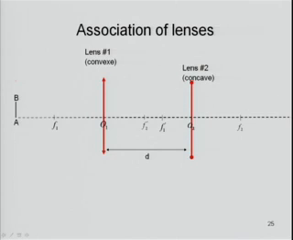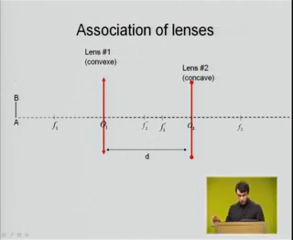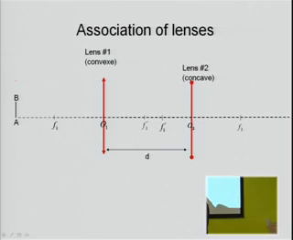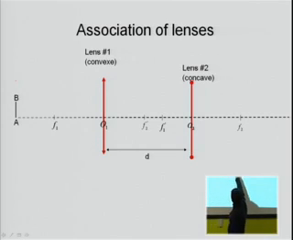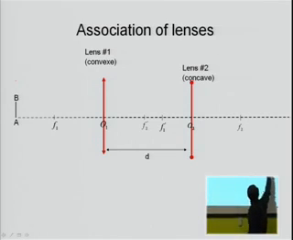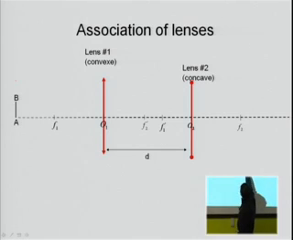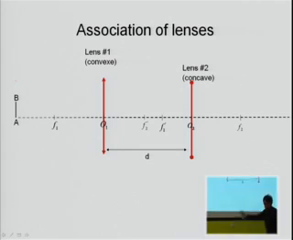I'm nearly done. So this is just another example now: a convex lens and a concave lens. But now what's happening is that the image focal point of my concave lens is before the image focal point of my first lens.